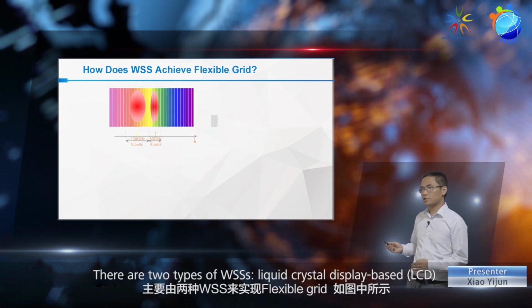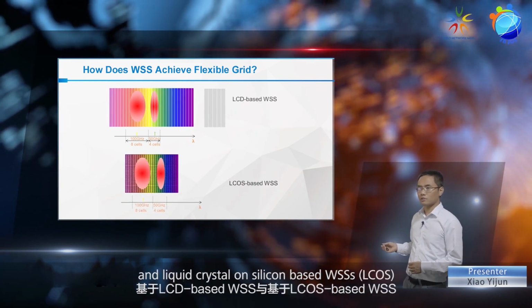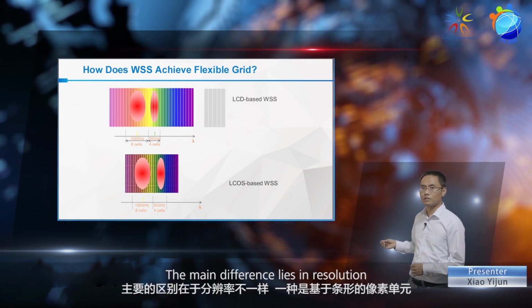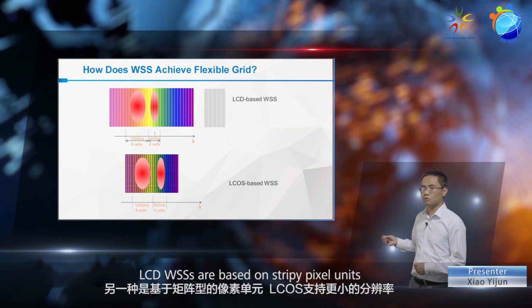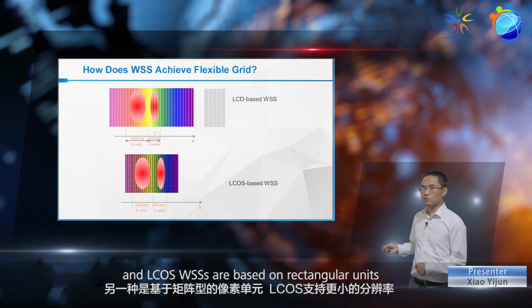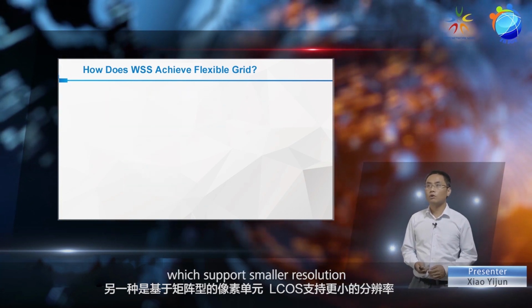There are two types of WSS: liquid crystal display-based and liquid crystal on silicon-based WSS. The main difference lies in resolution. LCD WSSs are based on stripy pixel units, and LCOS WSSs are based on rectangular units which support smaller resolution.